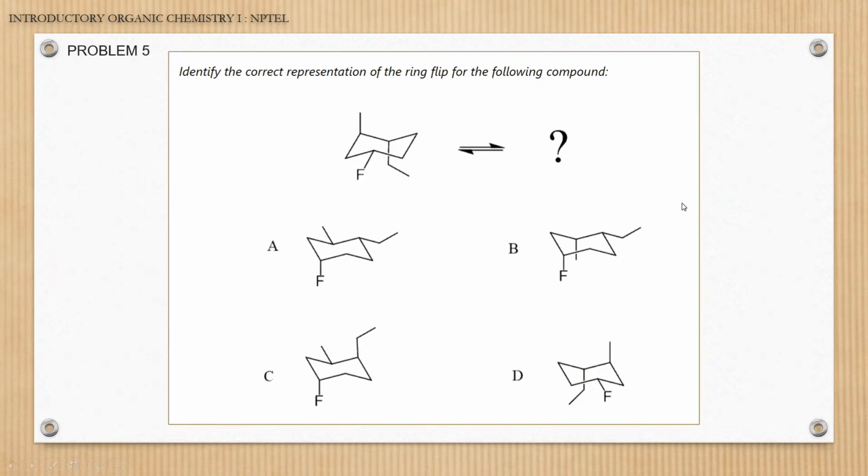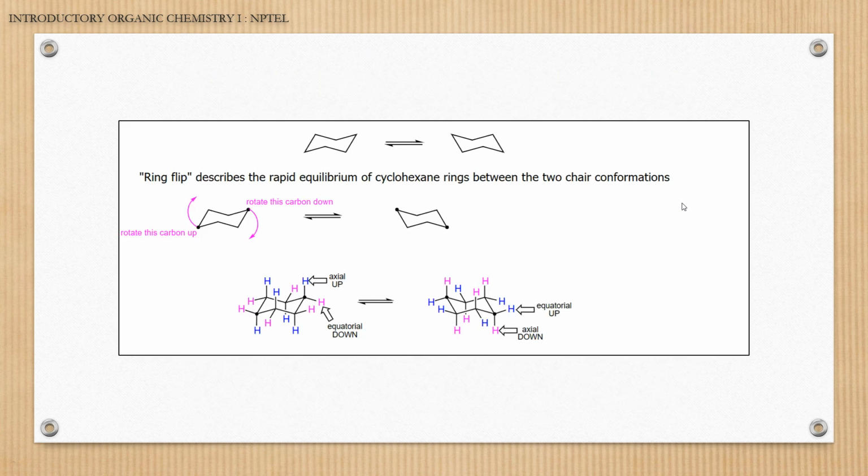Okay, so coming to problem number 5: identify the correct representation of the ring flip for the following compound. There is a thing known as ring flipping in cyclohexanes. In the ring flip, there is a rapid equilibrium happening in this cyclohexane ring. It will flip from this conformation to this conformation. How is it going to happen? When you mark this carbon as one and rotate this carbon in this fashion, you will get this kind of conformation, right? If you rotate this and this, you will get a flipped conformation of this particular cyclohexane ring.